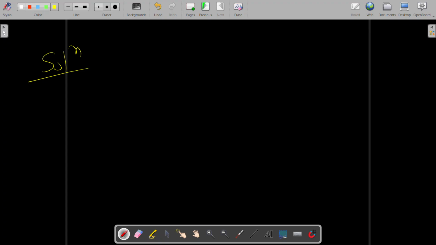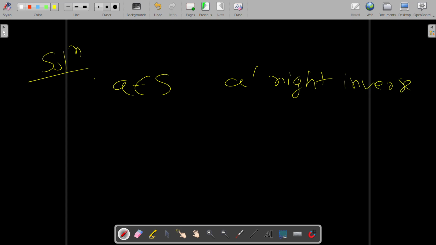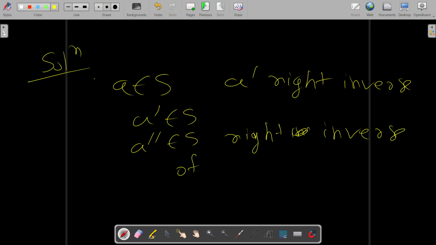So, let A belong to S, any element of the set, and A dash is the right inverse of A. Since A is right invertible, there will exist a right inverse, and since A dash also belongs to S, there will exist another A double dash belonging to S, which is the right inverse of A dash.